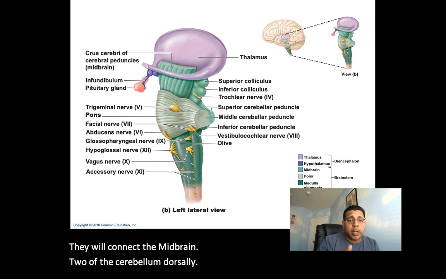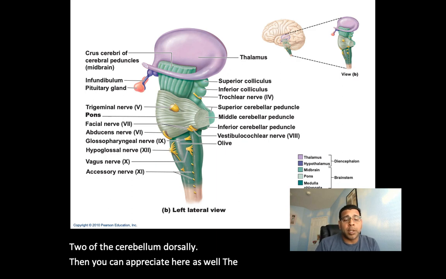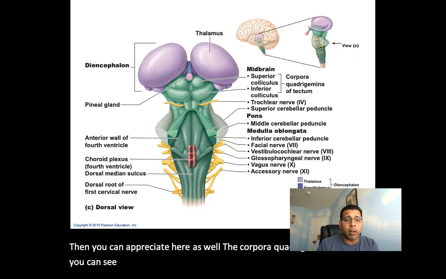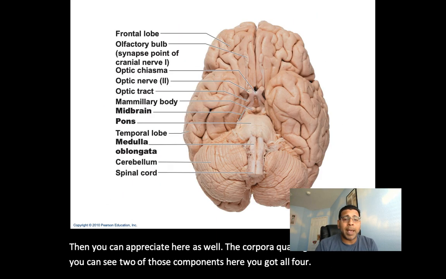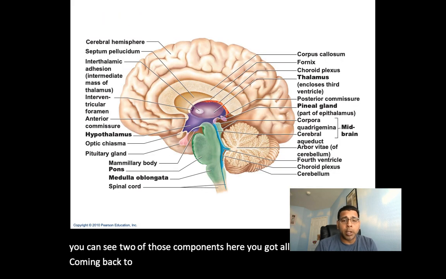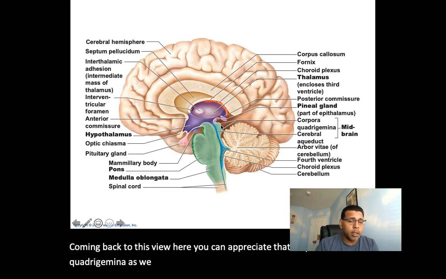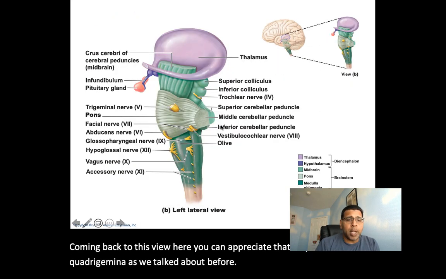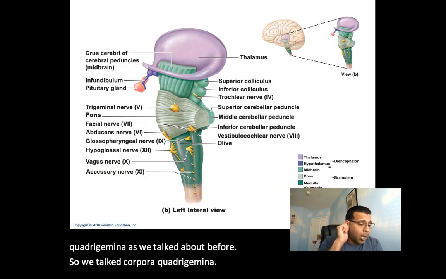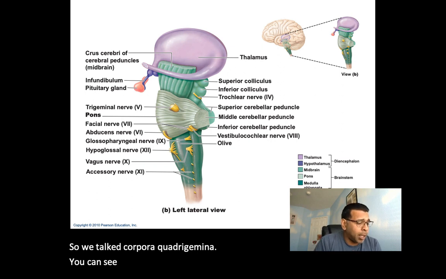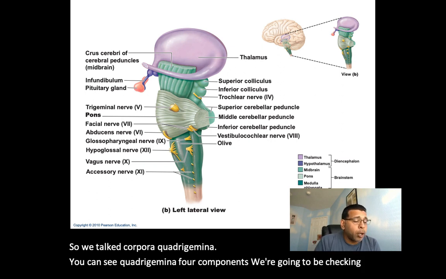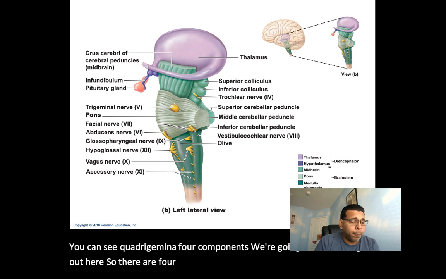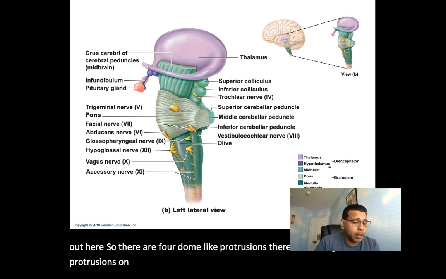Then you can appreciate here as well the corpora quadrigemina. Here you can see two of those components. Here you've got all four. Coming back to this view, you can appreciate the corpora quadrigemina as we talked about before. Quadrigemina means four components. There are four dome-like protrusions on the dorsal midbrain.